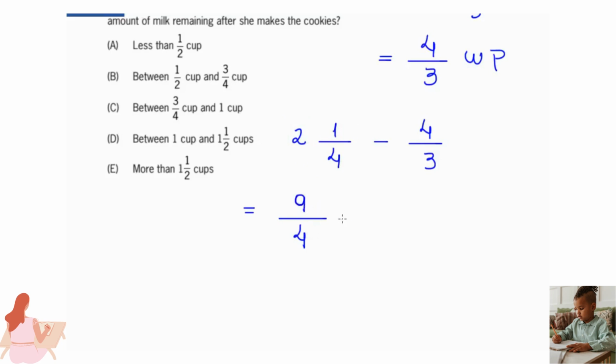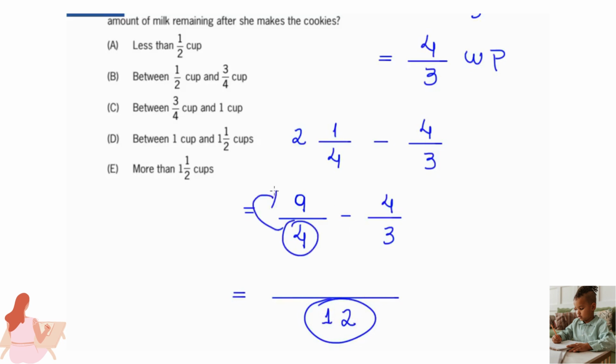So 9/4 minus 4 divided by 3 is equal to, if we consider the least common multiple of 4 and 3, the value is 12. And to do this calculation, we will divide the least common multiple by each denominator, and after that we have to multiply to the numerator.